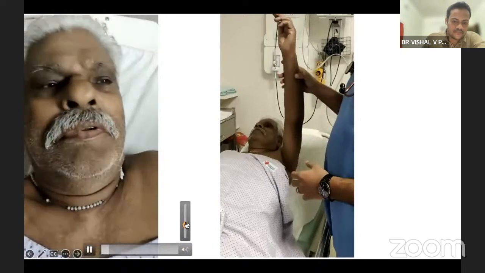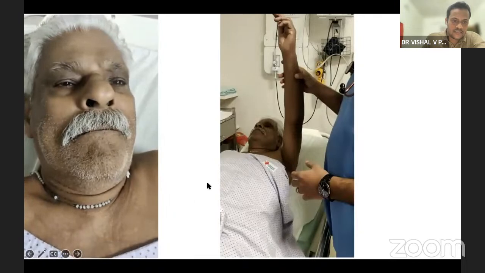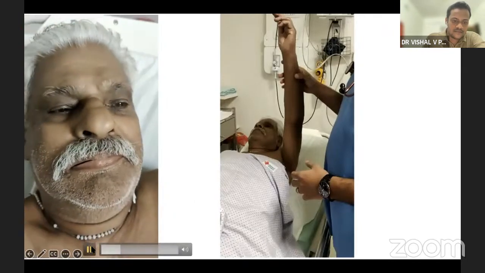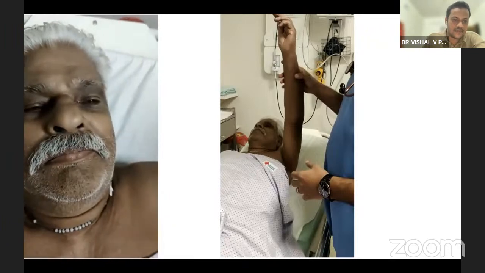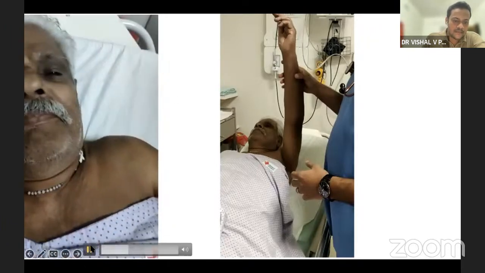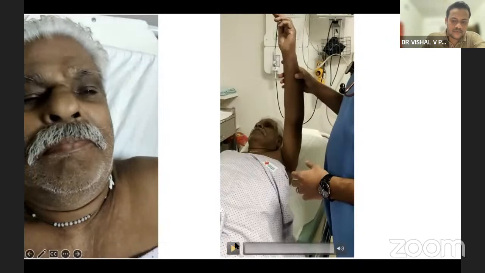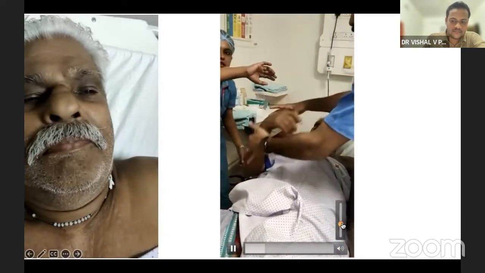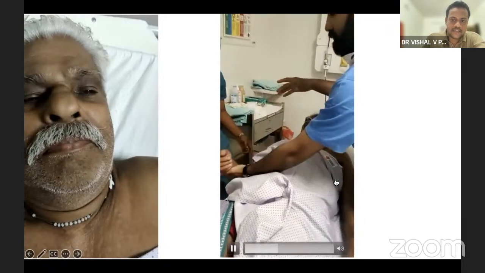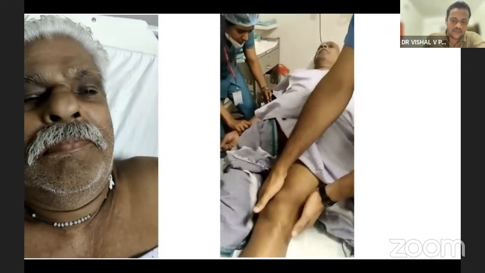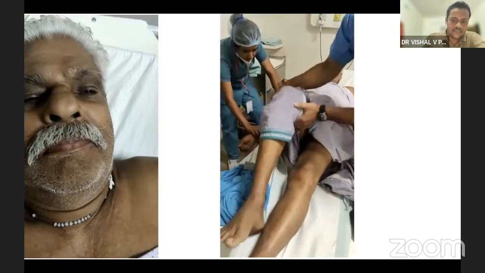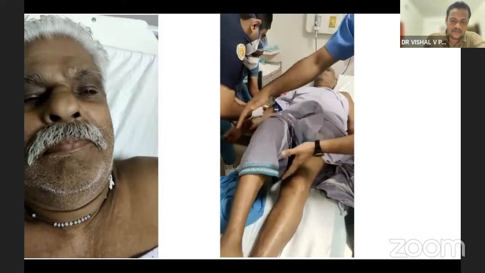He's aphasic. He's not able to obey the commands. There's grade 0 power on the right upper limb. In the lower limb, he's able to flex.